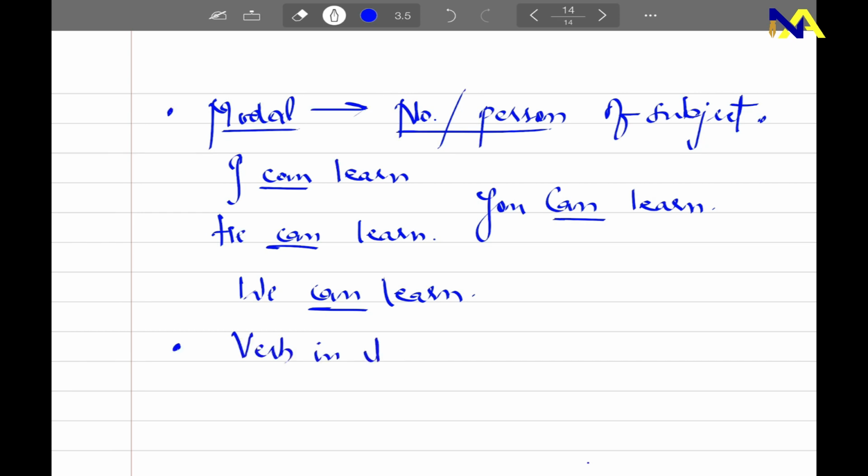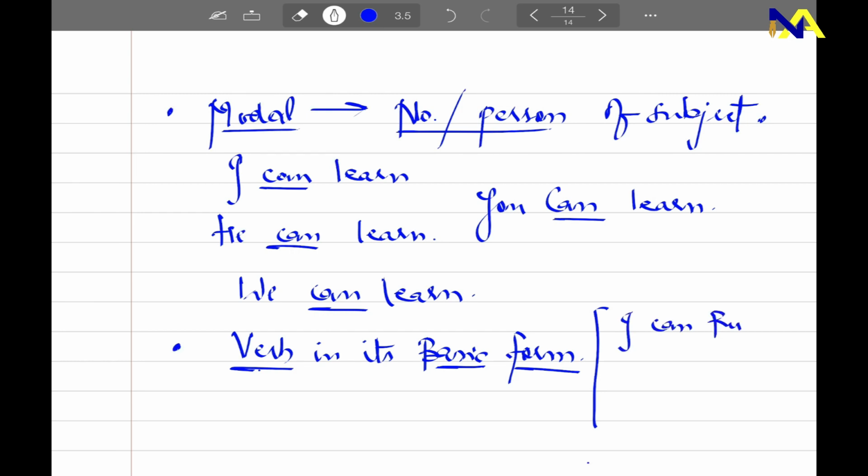Okay. And one more thing to understand, that a modal is always used with a verb in its basic form. The verb should be in its basic form. Okay. The modal will work as tense itself. I can run, fine. I could run can show past tense as well. So run remains same and it does not change. Okay. I hope this part is clear to you.